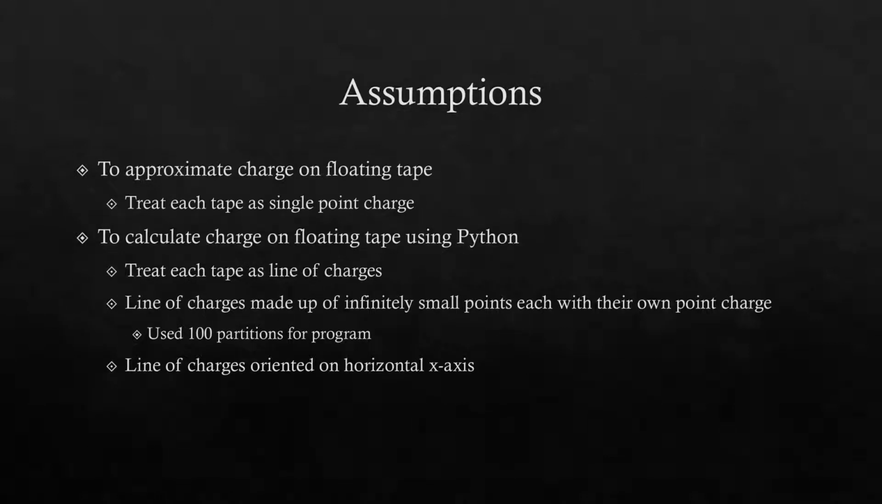So to approximate the charge on the floating tape, you had to treat each tape as a single point charge. And to calculate charge on floating tape using Python, you had to treat each tape as a line of charges. And then understanding the line of charges are made up of infinitely small points that each have their own point charge. But for the sake of this program, I use 100 partitions. And the line of charges are oriented on the horizontal x-axis.